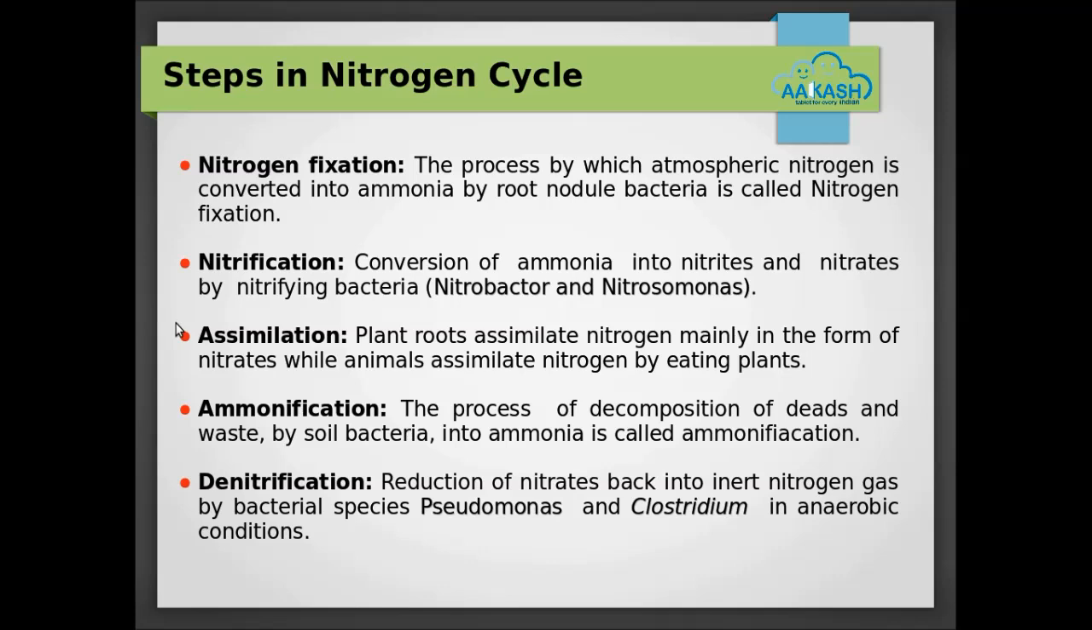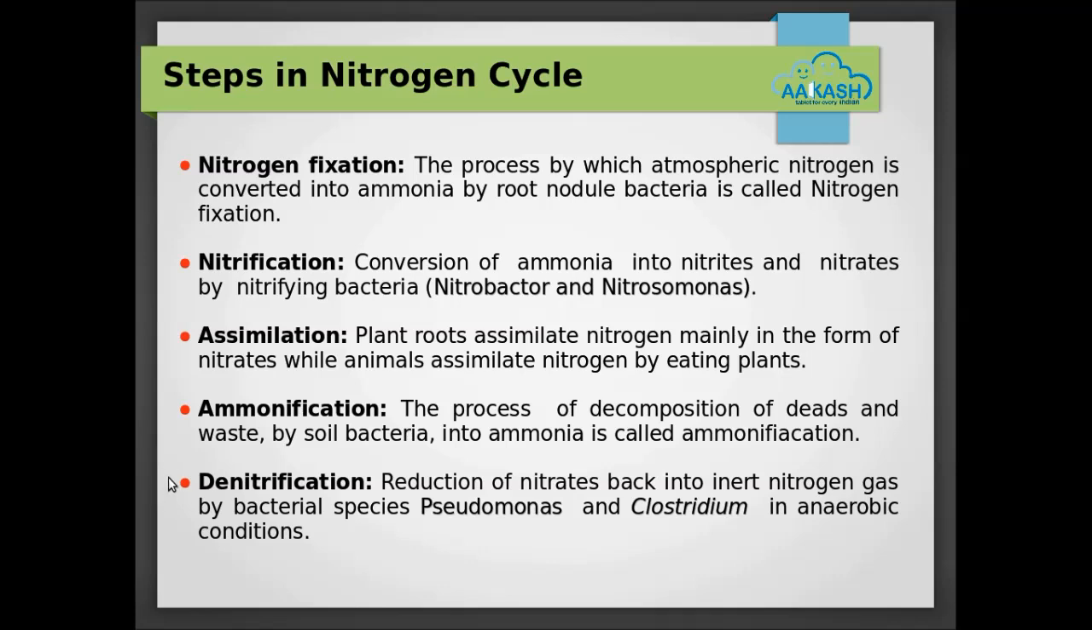Third, assimilation. Plants take fixed nitrogen from soil either in the form of nitrate ions or ammonium ions. Most nitrogen obtained by animals can be traced back to the eating of plants at some stage of the food chain. Fourth, ammonification. Under this step, bacteria and fungi present in the environment decompose dead and waste products into ammonium and is called ammonification. Fifth, denitrification.